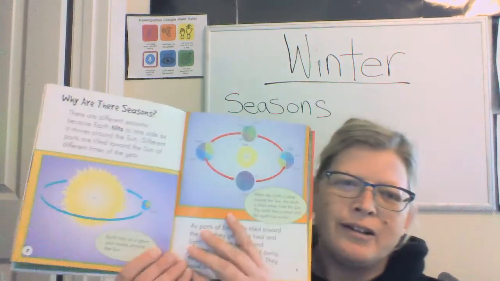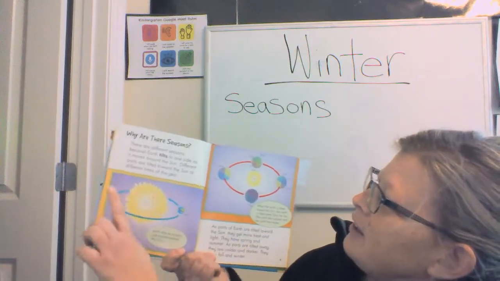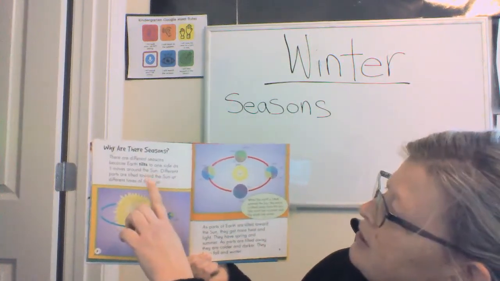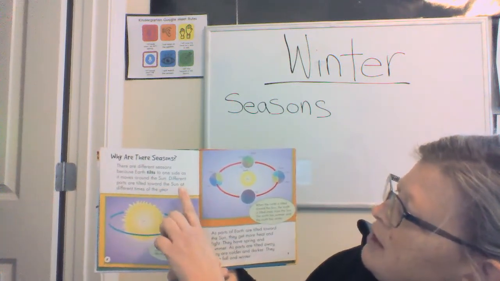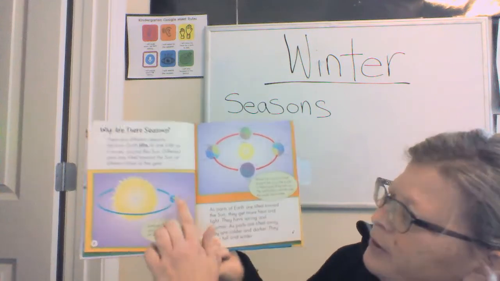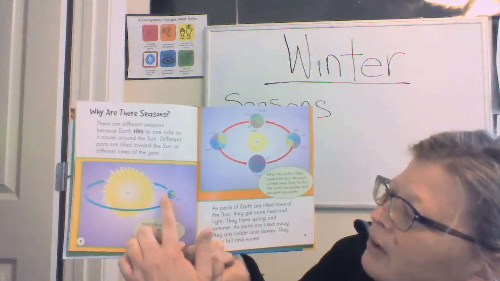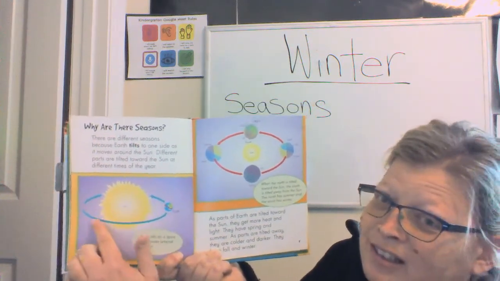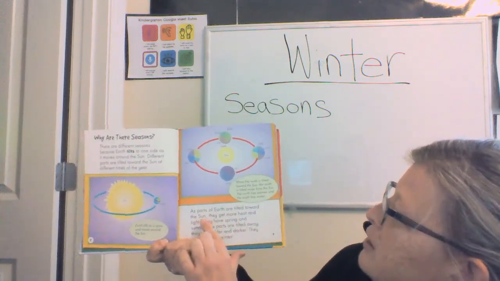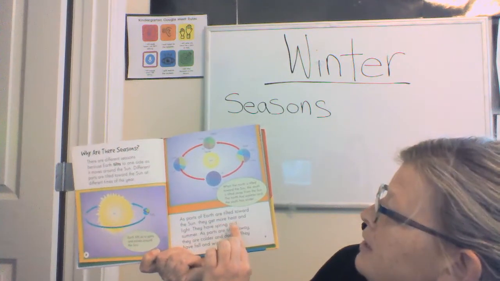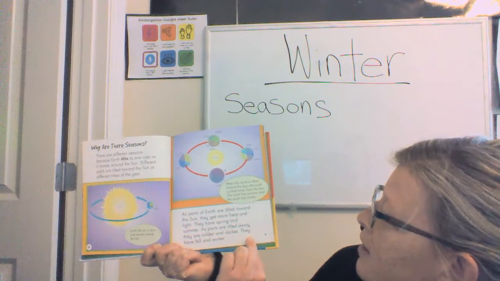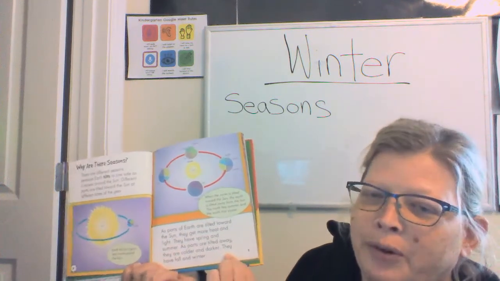All right, I have a book here, and it says, why are there seasons? There are different seasons because the earth tilts to one side as it moves around the sun. Different parts are tilted towards the sun at different times of the year. So see, this is the earth, this is the planet we live on, and this is the giant sun we see in the sky. And then it says, as parts of Earth are tilted towards the sun, they get more and more heat and light as they have spring and summer. As parts are tilted away, they are colder and darker, and they have fall and winter.